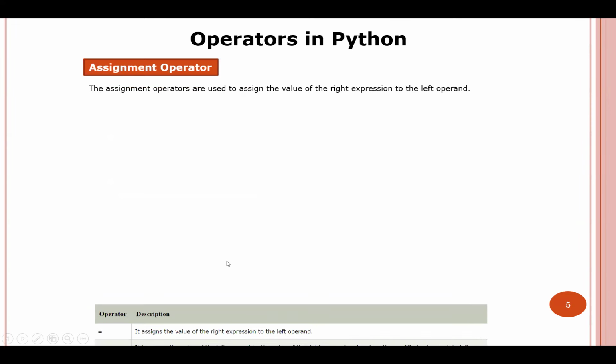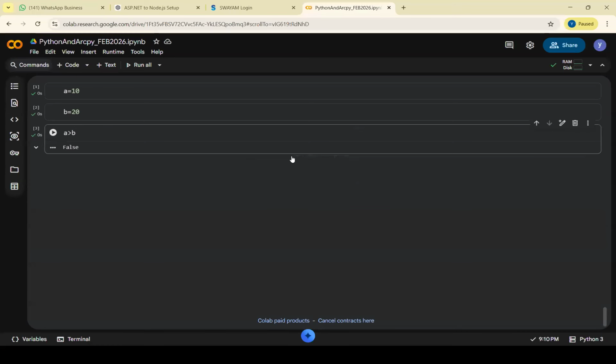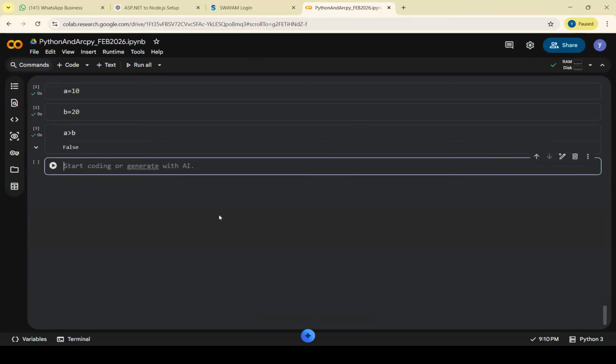Now after that, we have the assignment operator. What is the meaning of the assignment operator? Is equal to, we already know. If I write here a is equal to 10, this is a simple assignment. The meaning of a is equal to 10 is that we are assigning the value 10 to the variable a.